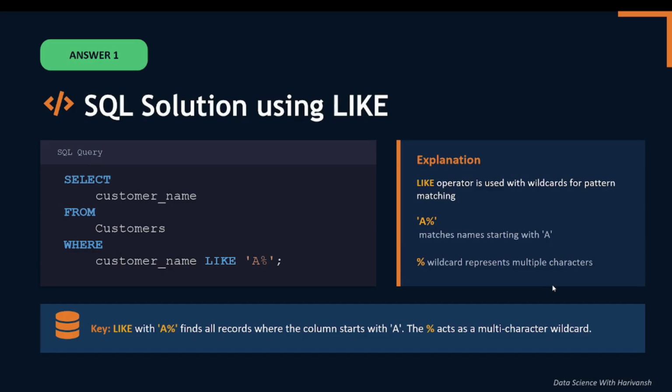The key takeaway from this slide is this: the LIKE operator combined with the percent wildcard is your most powerful tool in SQL for searching columns based on patterns. Use 'A%' to find values that start with A. Use '%a' to find values that end with a, and use '%a%' to find values that contain the letter a anywhere within them. Mastering wildcards gives you tremendous flexibility in filtering and searching text data in any SQL database.